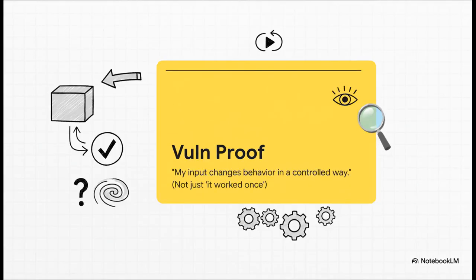Now, vulnerability proof makes a really crucial distinction. It's not that something just worked once. No, it's proving that your input changes the system's behavior in a controlled, repeatable way. Can you predict the outcome? If you can, you have proof. If you can't, well, you just got lucky.